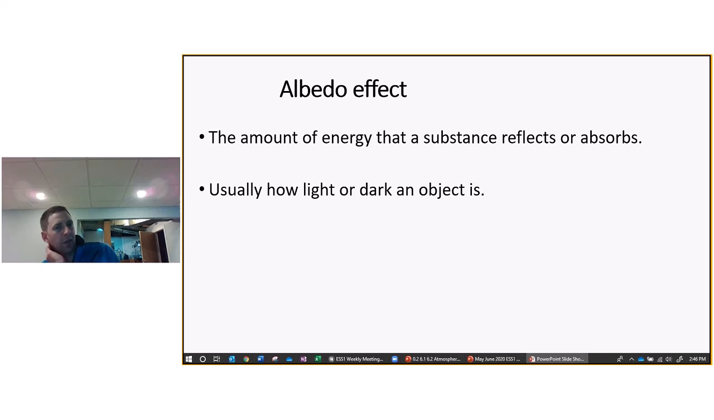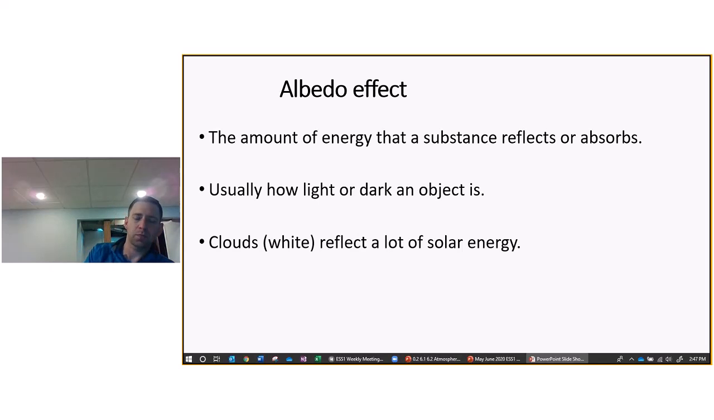If you wanted to reflect sunlight, what color shirt should you wear in July if you want to reflect sunlight and stay cool? White. Correct. And if you want to absorb sunlight and stay warm, what color shirt should you wear in January? Black. Yeah, exactly.